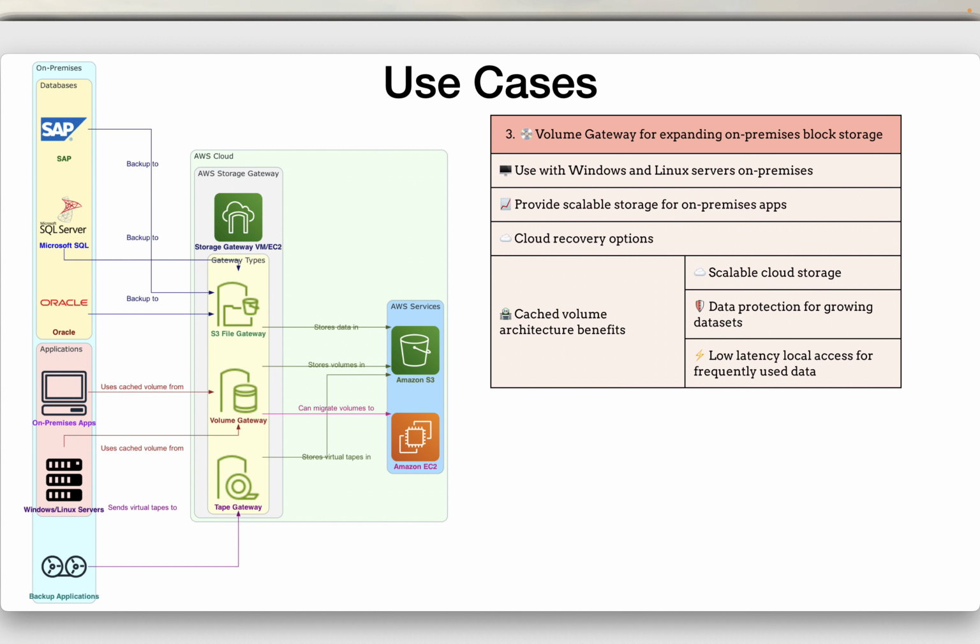Next use case is Volume Gateway, which expands on-premises block storage capacity. So you can use Volume Gateway in conjunction with Windows and Linux servers on premises to provide scalable storage for on-premises applications with cloud recovery options. With a cached volume architecture, you get the benefit of scalable cloud storage and data protection for growing datasets that demand low latency local access for frequently used data.